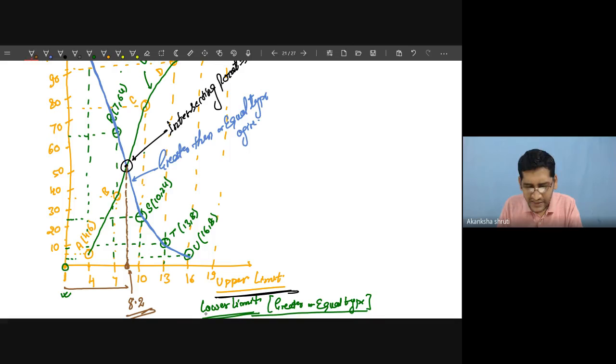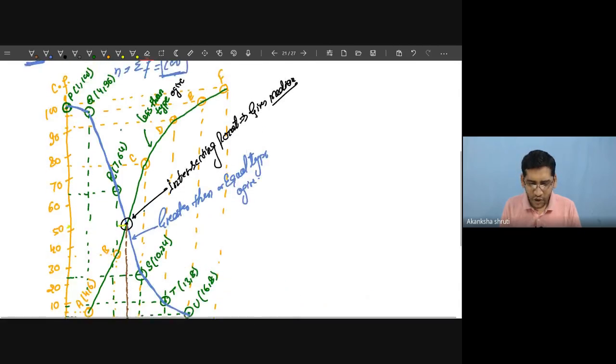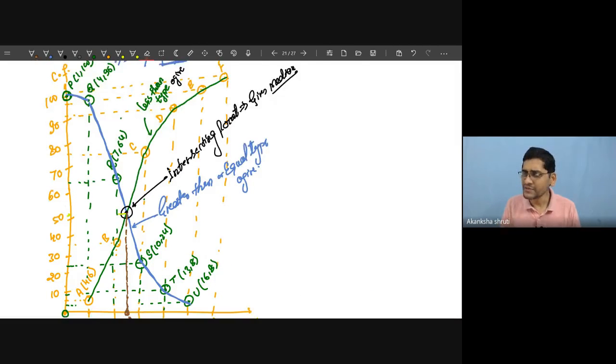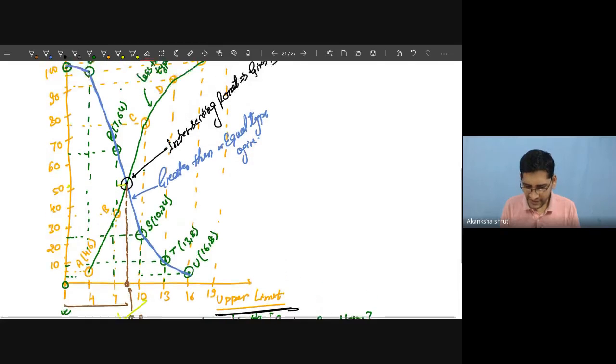Many a time students are committing a mistake. They draw the perpendicular like this, and they try to calculate this length. No, students, this is wrong. So draw the perpendicular on the limit axis. Why? Because these limits are the observations. So mean, median, mode are the observation points, not their frequency points. Okay. So this way the median is obtained.